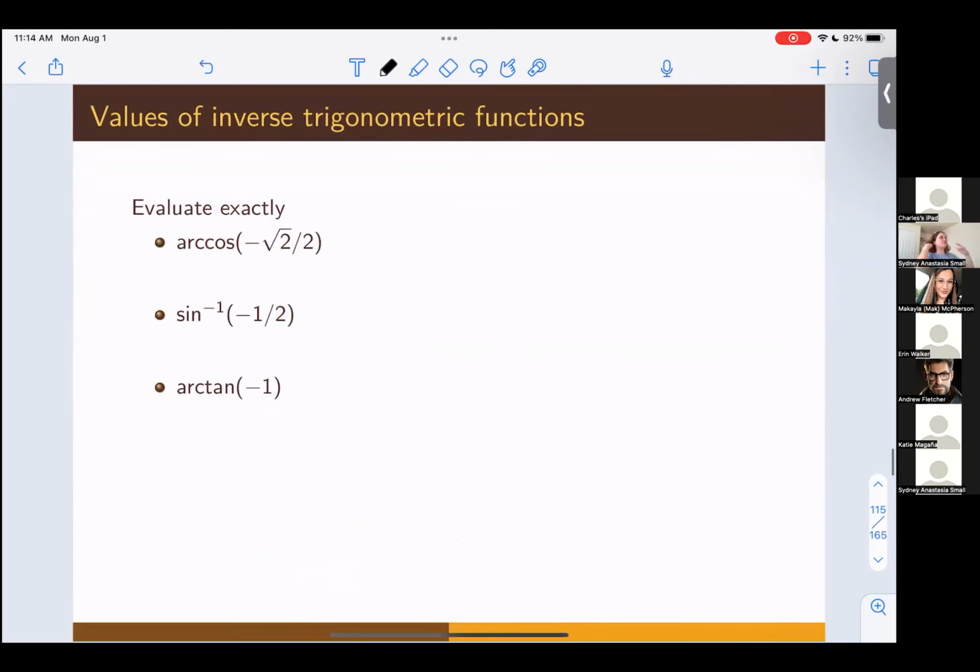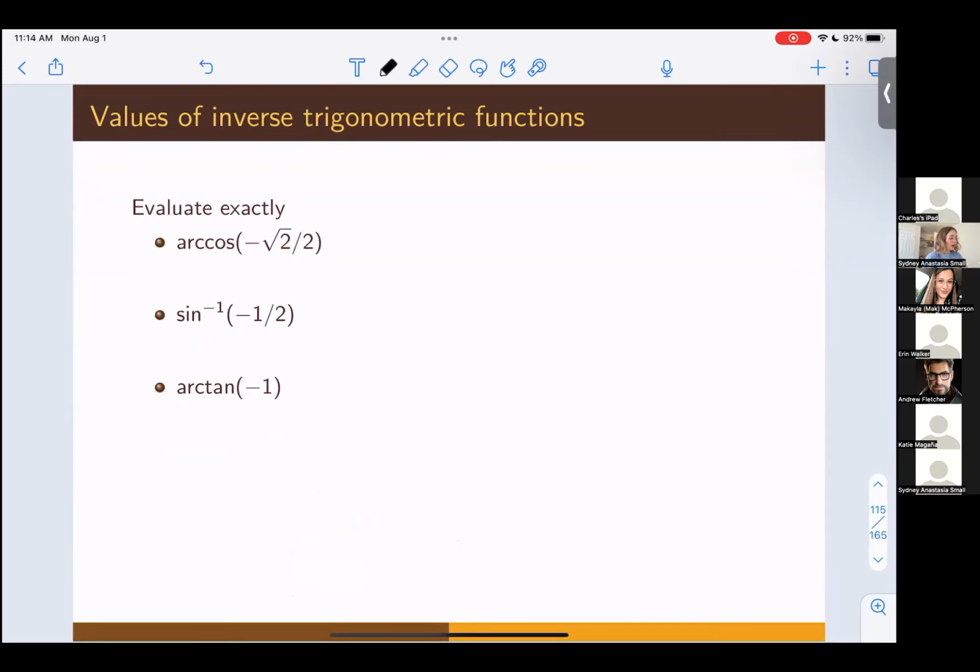I want to use the information I just talked about to evaluate these three exactly. Now, what does evaluate exactly mean? That means don't plug it into your calculator. Whenever you see the words exactly or give the exact answer, that means I want things in terms of pi's and square roots. So let's think about these.